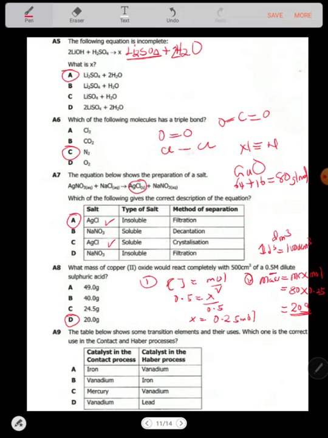The table below shows some transition elements and their uses. Which one is the correct use in the contact and Haber process? Now, the catalyst used in the contact process is what we call vanadium. Others say no, vanadium pentoxide. It's okay, but the element itself involved as a catalyst is vanadium. The catalyst in the Haber process is actually iron. So that is the answer.